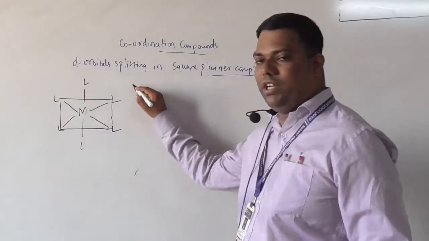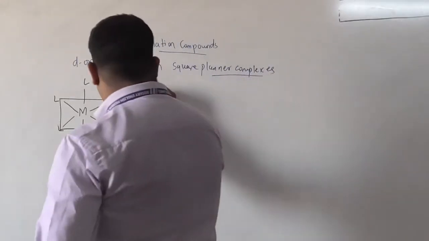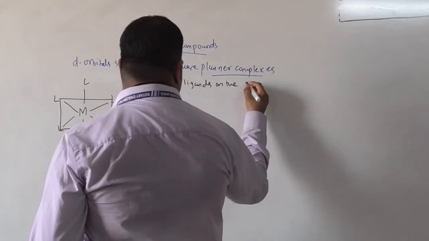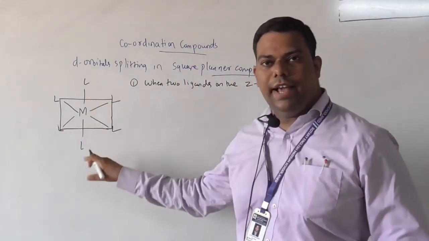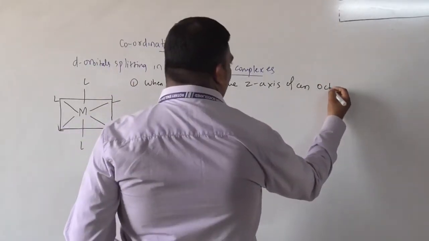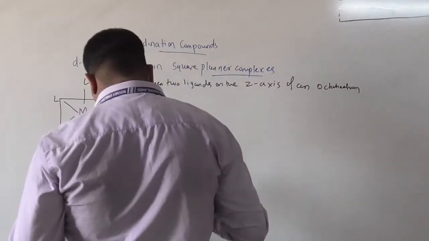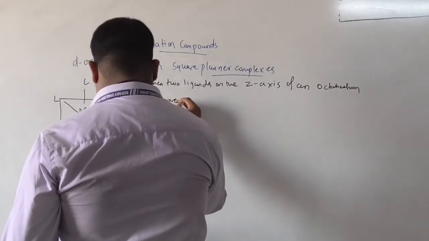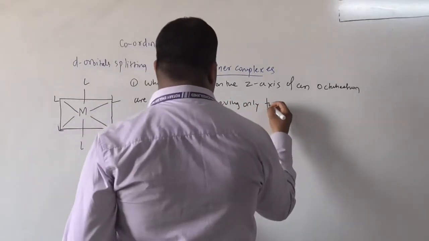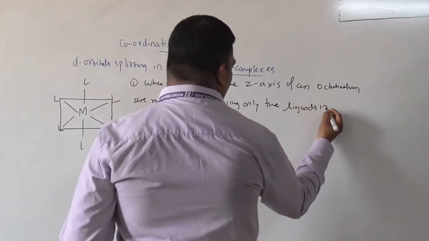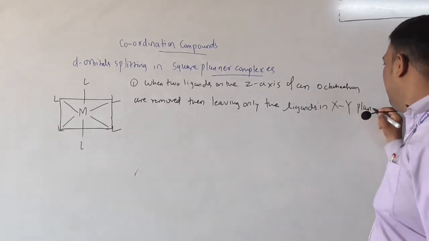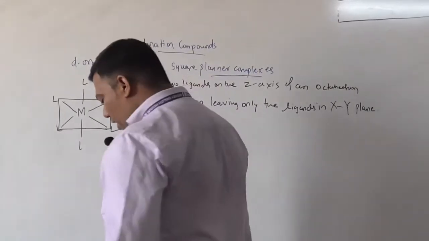What will happen here in the first point: when the two ligands on the z axis of an octahedron are removed, then only the ligands in the XY plane are left.